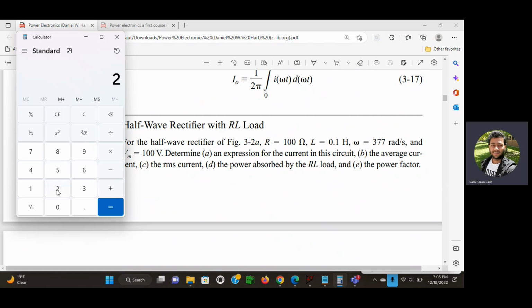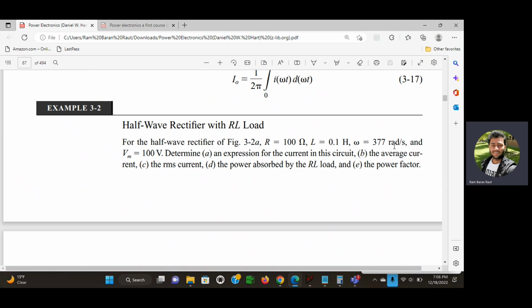So 2 multiplied by 60 multiplied by 3.14, which is this one, which is almost 377 radian per second.